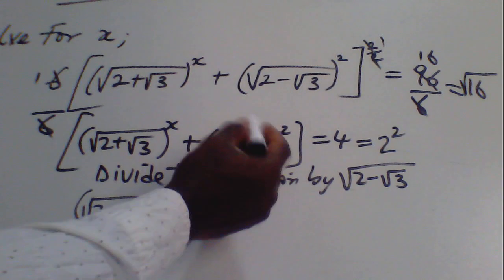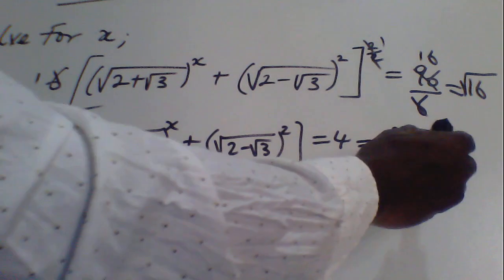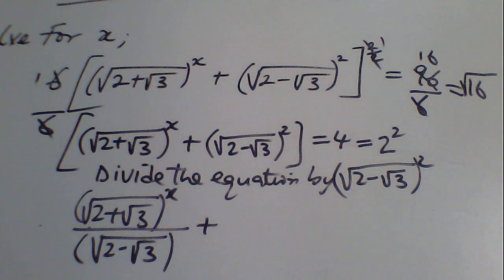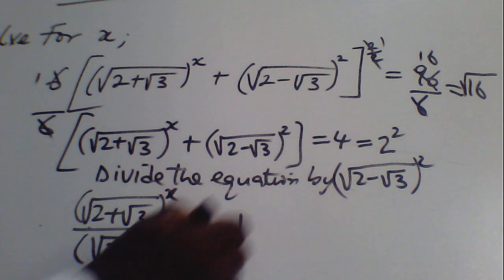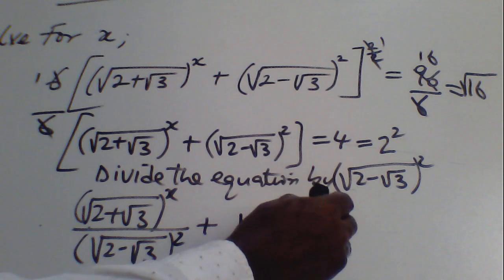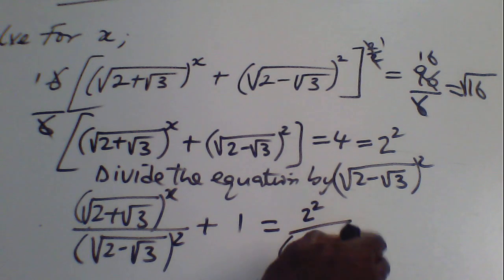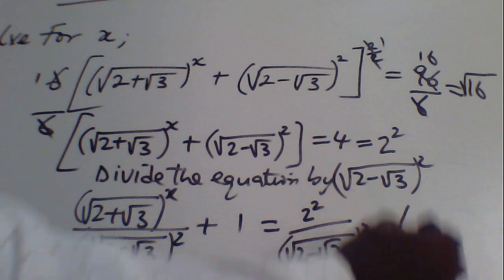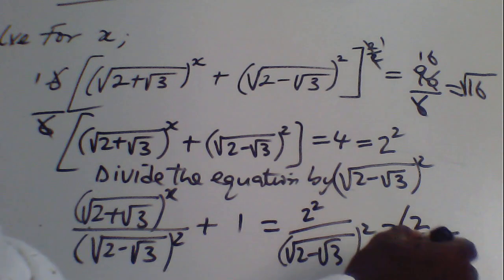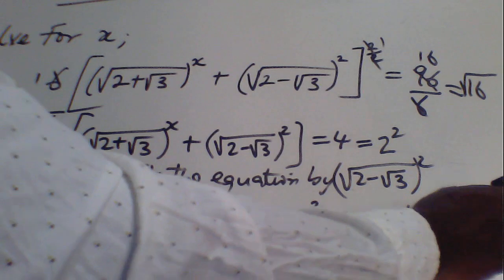Plus, when it divides itself, you divide it by this value, the square root of 2 minus the square root of 3. So dividing itself, it gives us 1. In this case, we have 2 raised to power 2 divided by the square root of 2 minus the square root of 3 squared. Since the powers are the same, they have a common power, you can bring it out. We have 2 divided by the square root of 2 minus the square root of 3, all to their power.